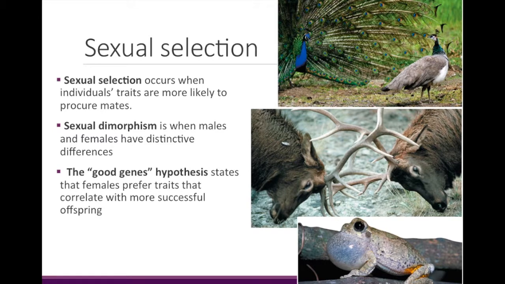In one of the species of frogs, females prefer male frogs with long mating calls. The study showed that the offspring from males with long calls were larger and grew faster than the offspring from males with shorter calls. So this supports the good genes hypothesis.